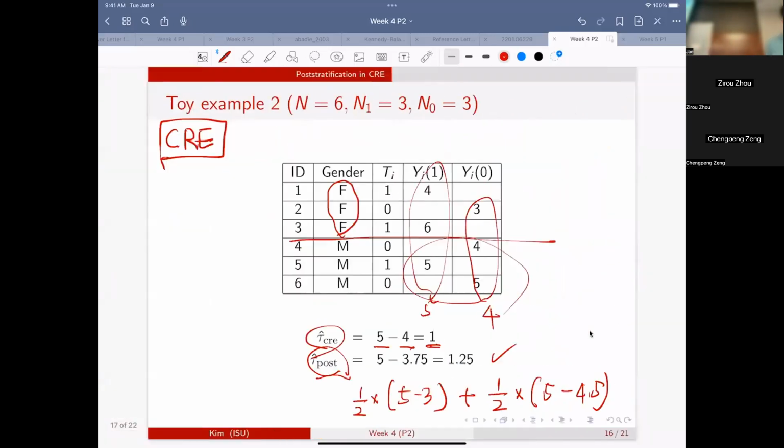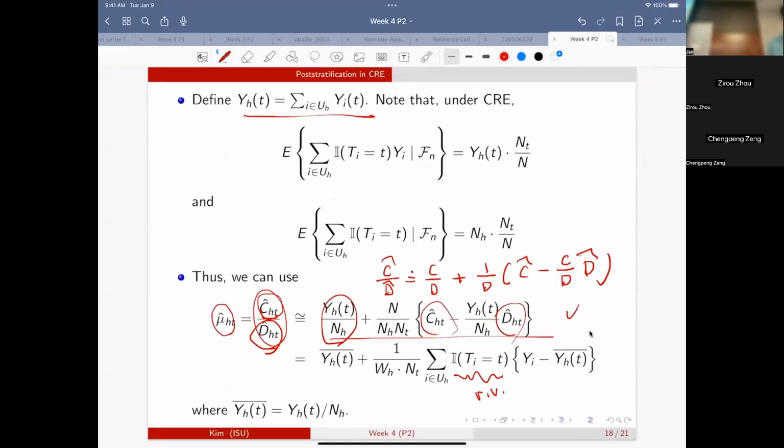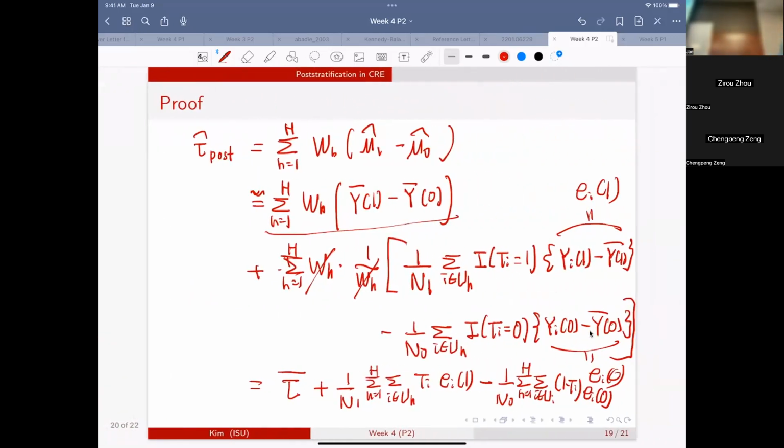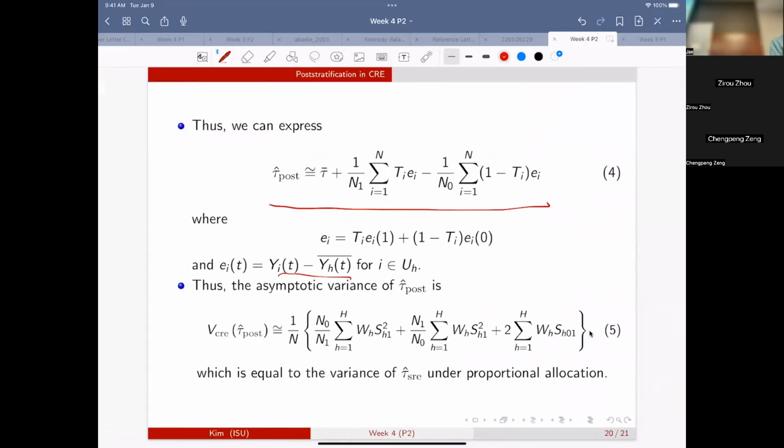So if you apply the linearization here, then you get this part, which can be simplified as something like this. So that's what we derived last class. So this is what we have.